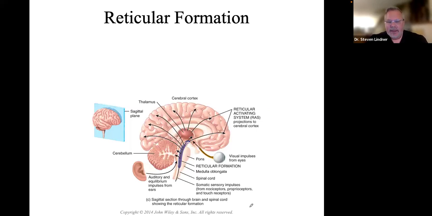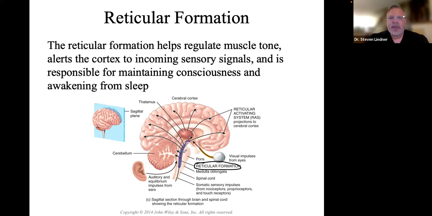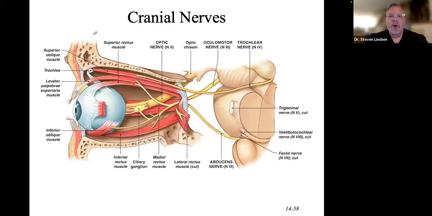And I think in one of the earlier videos, I had mentioned the reticular formation that's scattered throughout the medulla, the pons, and the midbrain. Okay, and that's involved in regulating muscle tone, maintaining consciousness so that you don't fall asleep during my lectures, and helping you awaken from sleep if you smell smoke, or if your alarm goes off, or if there's an earthquake, right? That can startle you and wake you up.